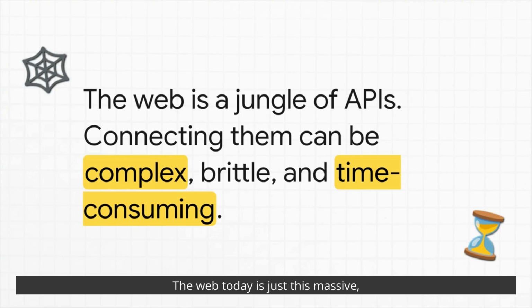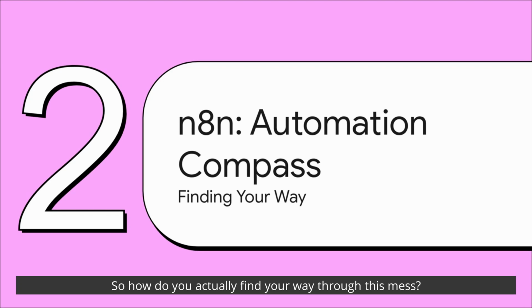I mean, think about it. The web today is just this massive, tangled jungle of APIs, right? And getting all these different systems to play nice with each other isn't just a one-and-done job, it's a daily battle. The connections you build are often super fragile, and just keeping them from breaking eats up so much time you could be spending on things that actually matter. So, how do you actually find your way through this mess? Well, that brings us right to n8n, a tool that's really designed to be your compass for automation.